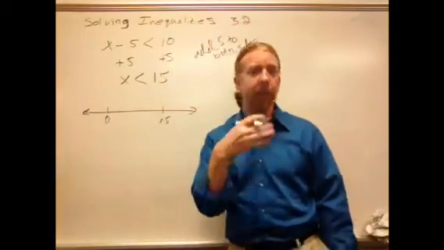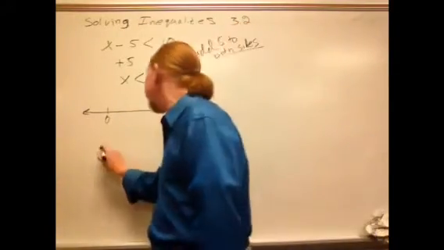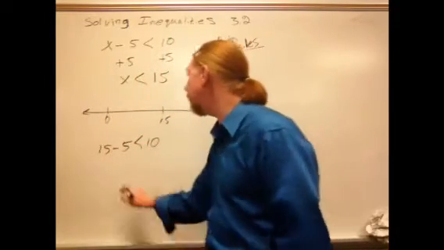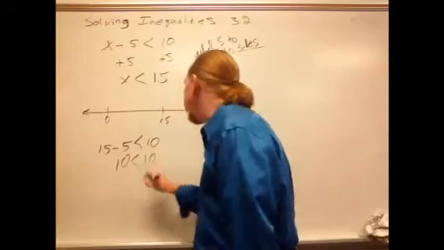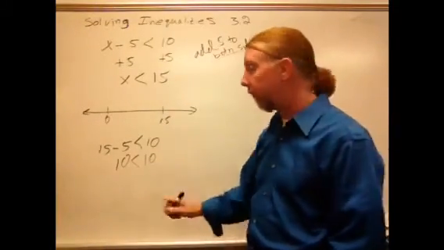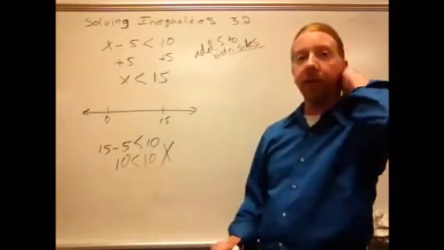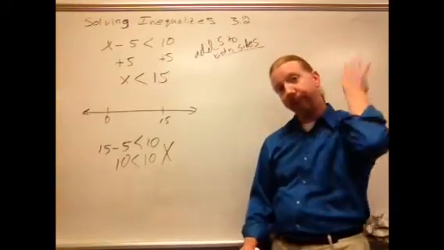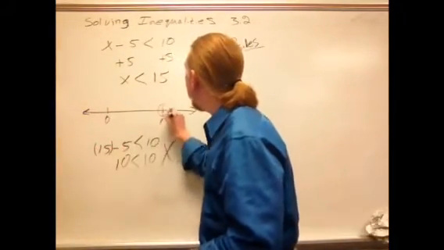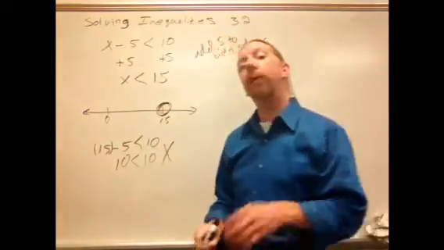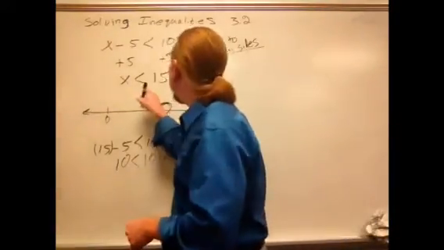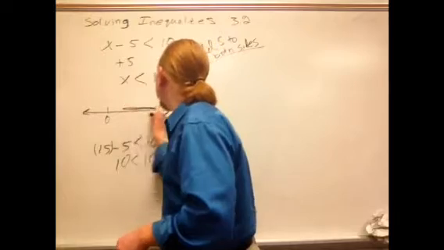Now if we're not sure, let's check. Is 15 going to make this true? 15 minus 5, is that less than 10? Is 10 less than 10? Well, that's not true. 10 is not less than 10, it's equal to it. So we make a mark there that says, nope, that's not going to work, and we can't involve 15 as a potential solution. So I'll make an open circle here to represent the fact that 15 is not a solution. Now I want less than, so that's going to go off this way.